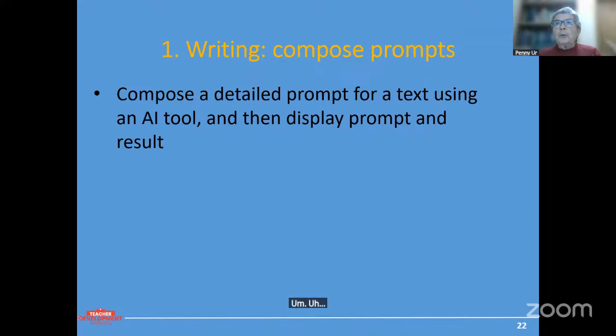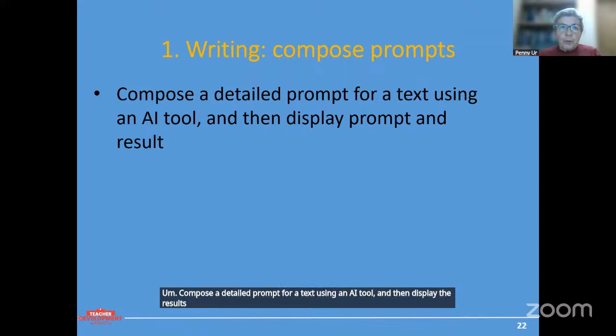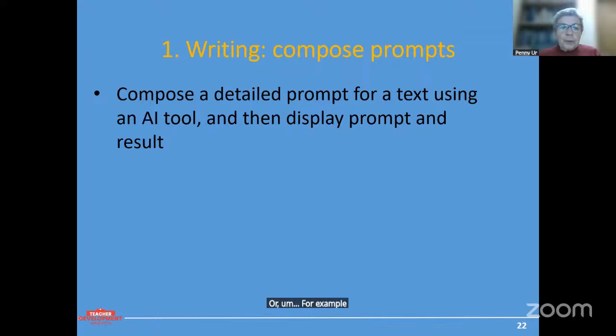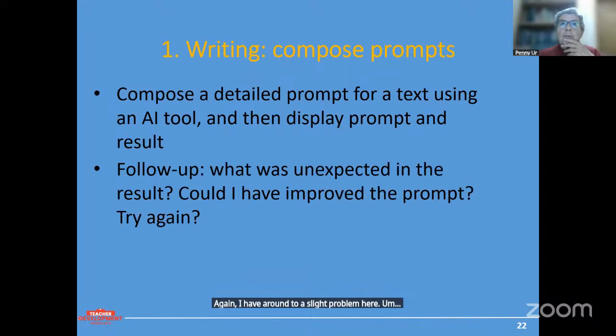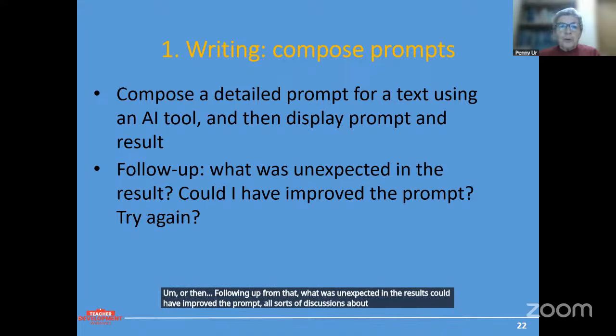Compose a detailed prompt for a text using an AI tool and then display the results together with your original prompt. Then following up from that: what was unexpected in the results? Could I have improved the prompt? All sorts of discussions about what you've done with the writing.